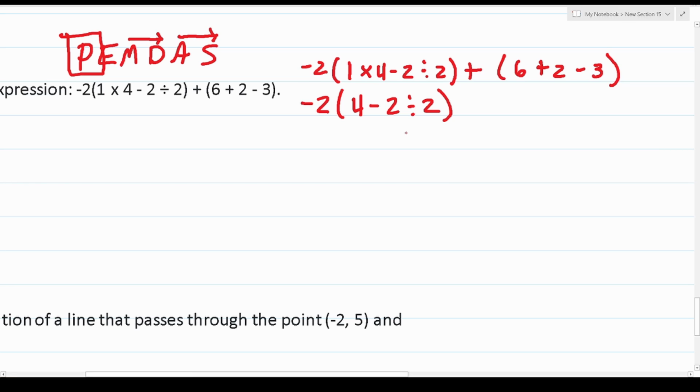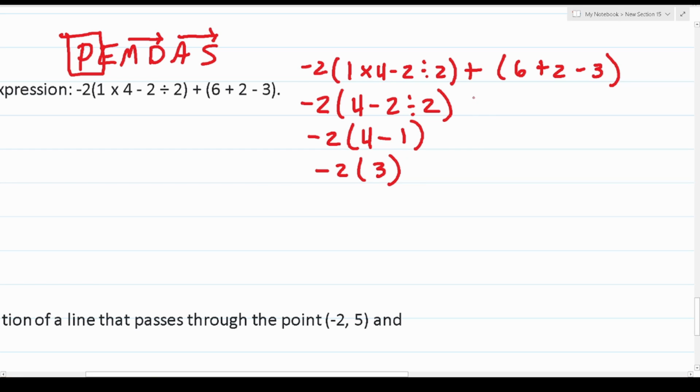Okay, so let's go ahead and keep working out this set of parentheses. We have 4 minus 2 divided by 2. Well, of course, division comes before subtraction. So we're going to work out this division next. This is 4 minus 2 divided by 2, which is just 1. Okay? And let's keep working out this set of parentheses. 4 minus 1 is just 3. Okay, so the parentheses on this side of the expression are taken care of.